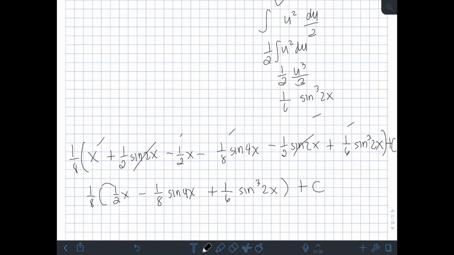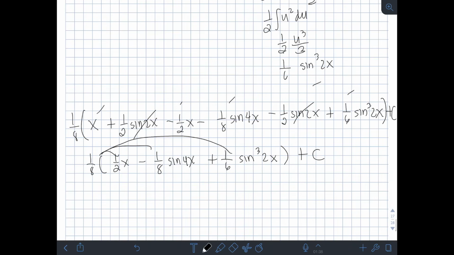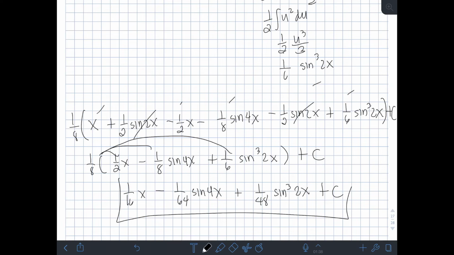Okay, so pag distribute natin itong 1/8 sa bawat term, we have 1/16 x minus 1/64 sin 4x plus 1/48 sin cube 2x plus c. So, therefore, this is the final answer.